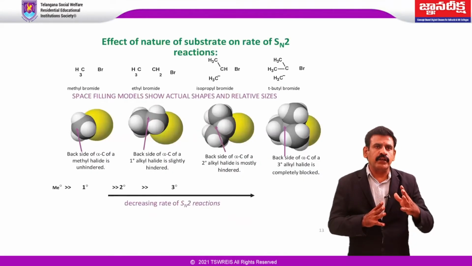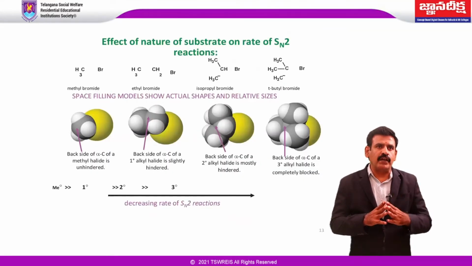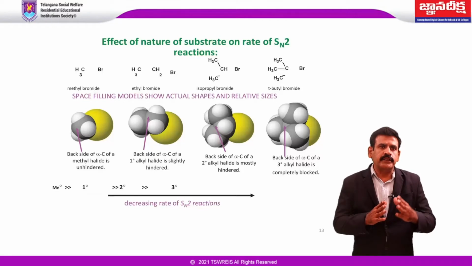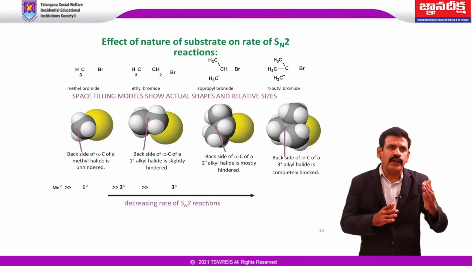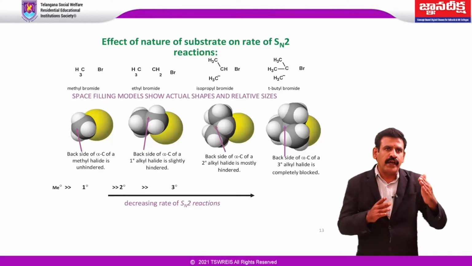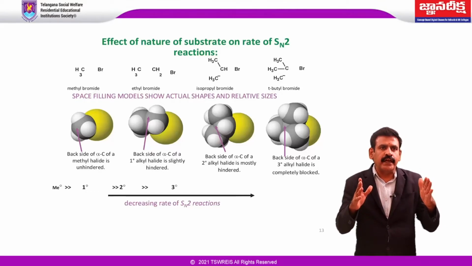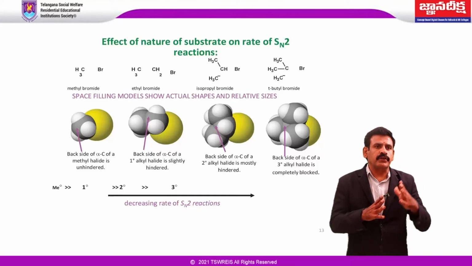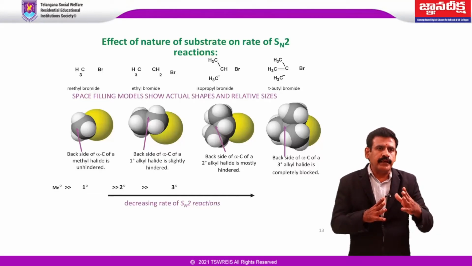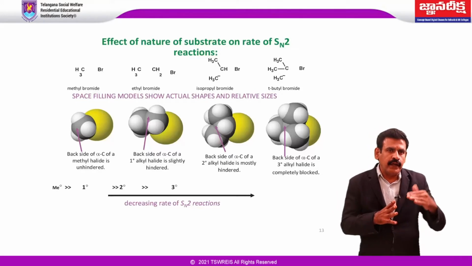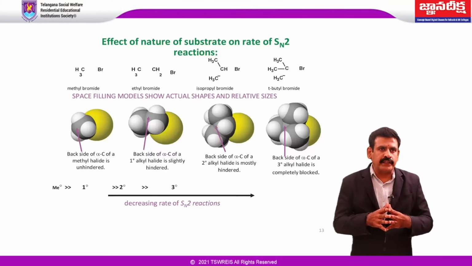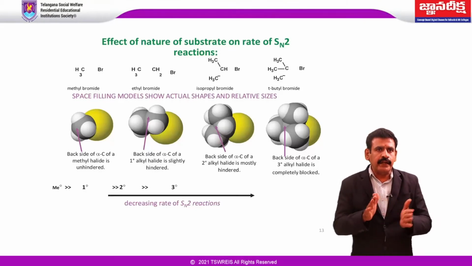See here the nature of the substrate. The first is methyl bromide, then ethyl bromide, then isopropyl bromide, and tertiary butyl bromide. See here the space filling model shows the shapes or relative sizes, meaning the steric hindrance. In the first one there is no steric hindrance, that's why it is favored for SN2 reaction. So methyl, then primary, then secondary, and then tertiary.